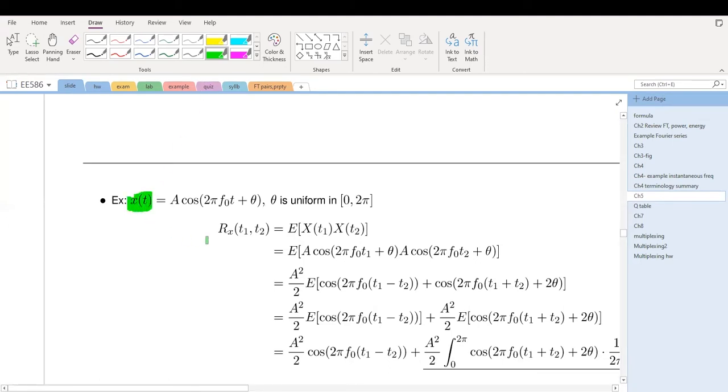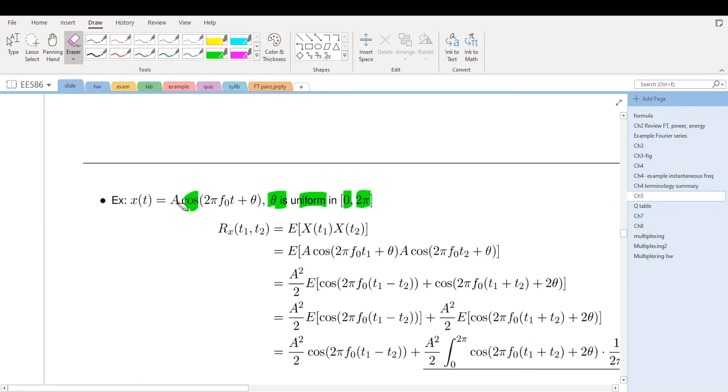Let's look at this random process: X(t) equals A cosine(2 pi f0 t plus theta), where theta is uniformly distributed from 0 to 2 pi. We can see this signal is a random process because a random variable is involved, as well as t. So what is the autocorrelation? R_X(t1, t2) is the expectation of x(t1) multiplied by x(t2), where t1 and t2 are two arbitrary times given beforehand.